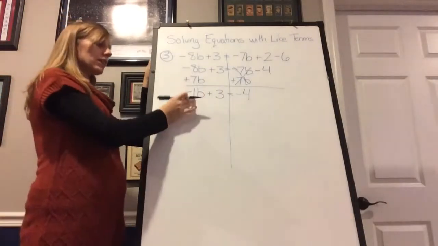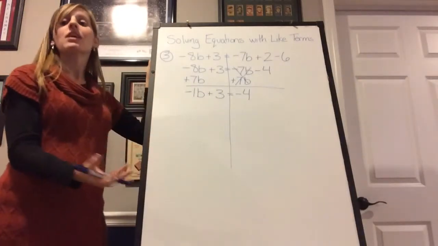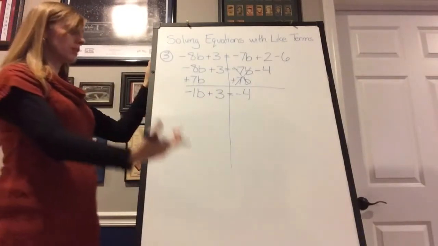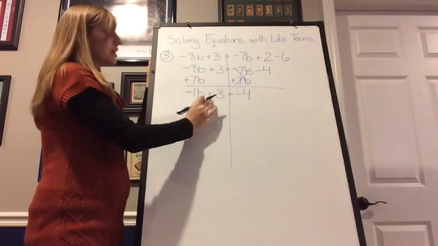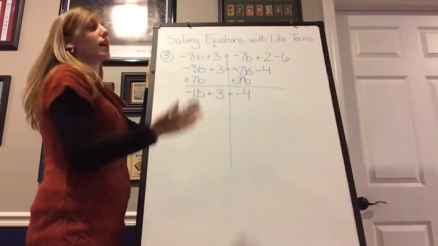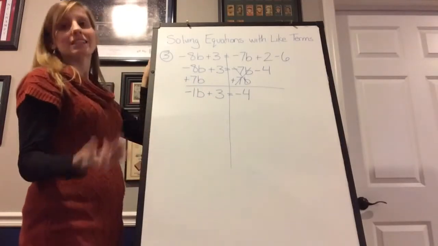So now my letters are together, but my numbers are not. So I have to cancel my number and move it to the right side. That means the 3 needs to be canceled. This is a positive 3, so the opposite of positive 3 is negative 3.